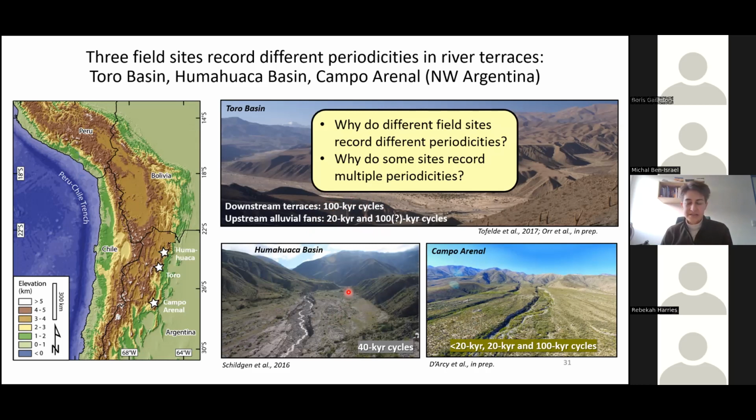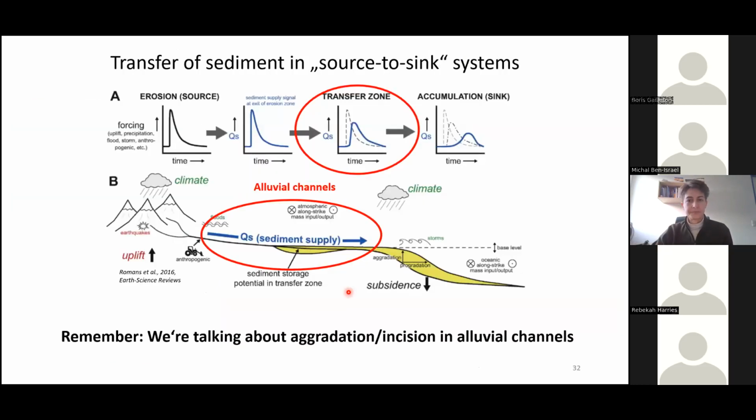And to be honest, we scratched our head over this for quite some time. We're actually getting very frustrated. It felt like every time we went to a new site, we were finding something different. And this was very confusing because we went in with the assumption that all these sites are experiencing a very similar paleoclimate history. So what is going on? Well, it turns out it might not be that complicated, and we just need to think in a little bit more detail about how alluvial channels respond to cyclic forcing.